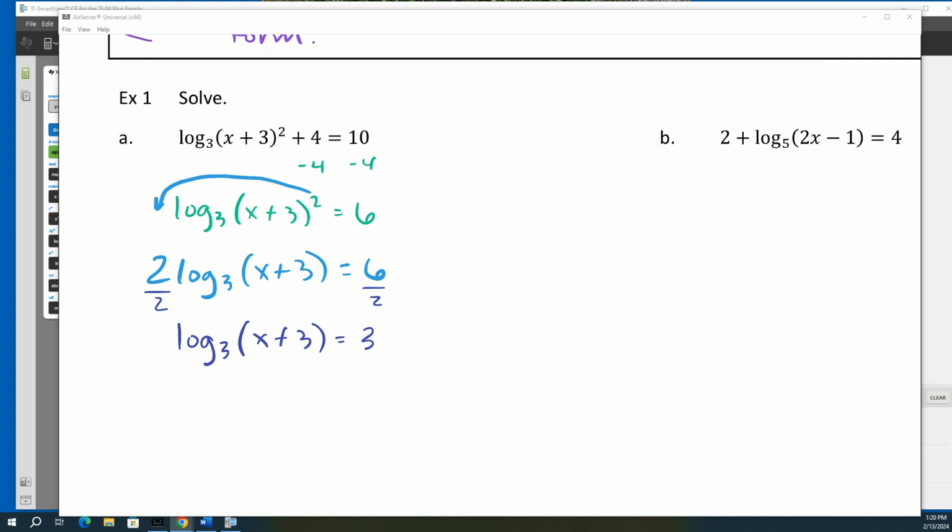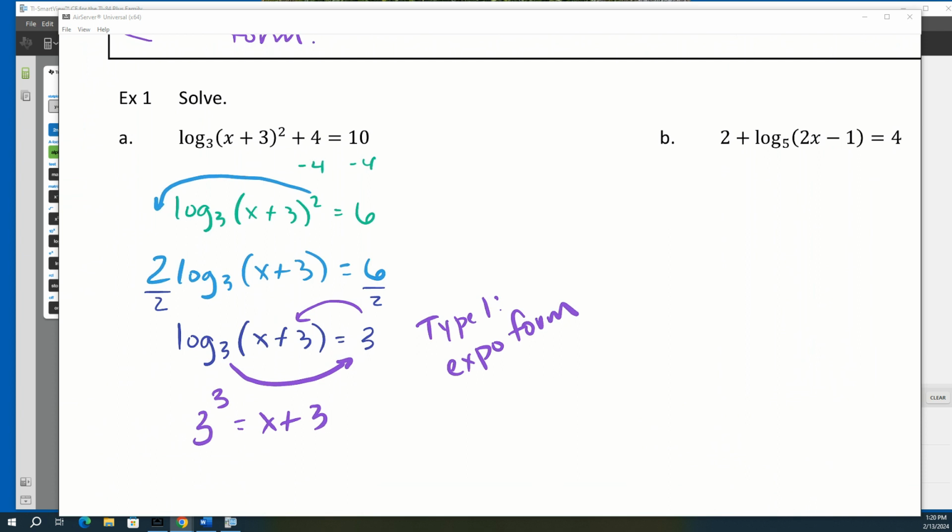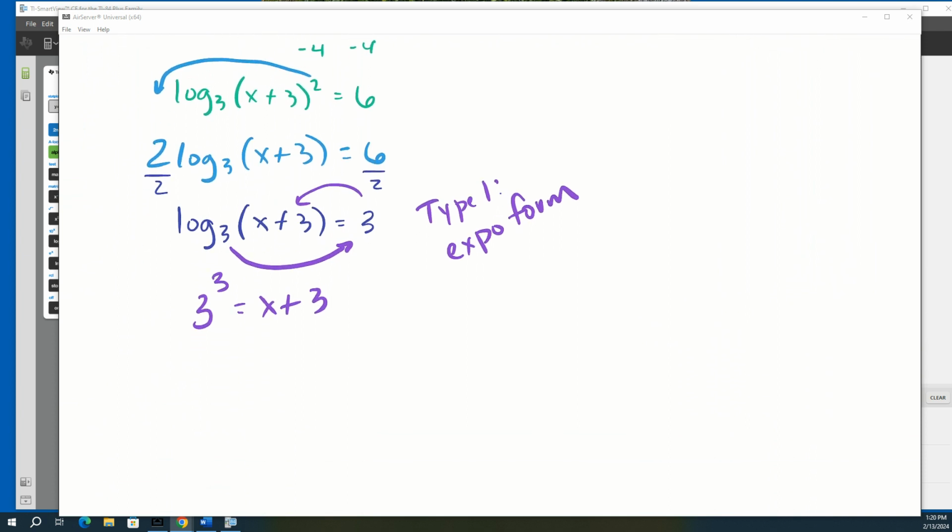Okay, so would you guys say this is type 1 or type 2? Yeah, this is type 1. It's log equals a number. And whenever it's type 1, we're just going to write in exponential form. All right, so we start with the base raised to the power equals that. So 3 to the third is equal to x plus 3. You guys know what 3 to the third is off the top of your head? 27. If you don't, it's okay. You can just plug it in the calculator. All right, and then we'll just subtract that 3. And x is probably 24.